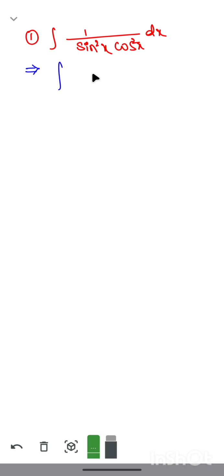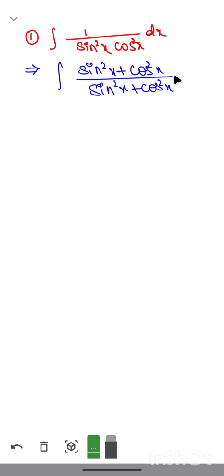To find the integral of the given function, the given function is not in its standard formula. So rewrite the given numerator in the following form. Just write the numerator as sine square x plus cos square x, because we know sine square x plus cos square x is nothing but 1. So that 1 will be replaced by sine square x plus cos square x, because the denominator is in the form of sine square x into cos square x.